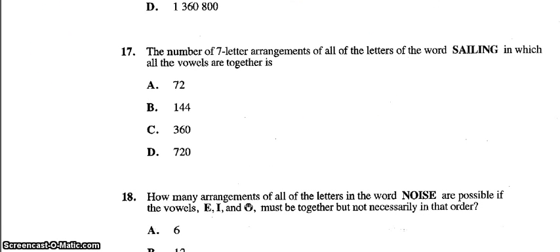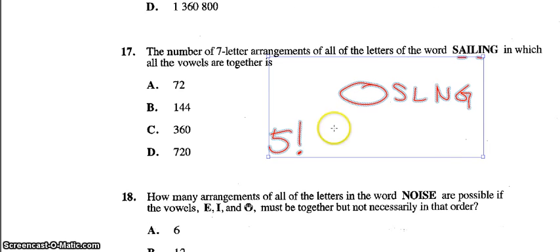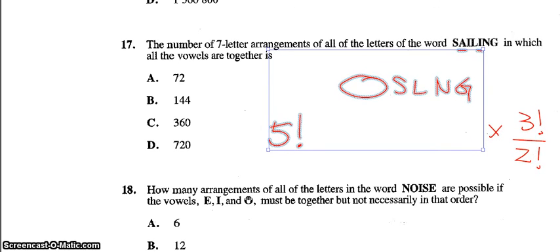Next, 17. 7 letters arrangement, SELLING, all vowels to be together. So they have to group together. So S, L, and G. So there are 5 things you need to arrange. And then among that, you have I, you have S, L, S. So then you multiply with 3 factorial because it's SII, but 2 of them are the same. Okay. So this is how you do it.